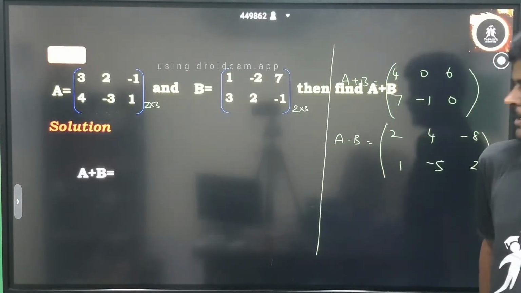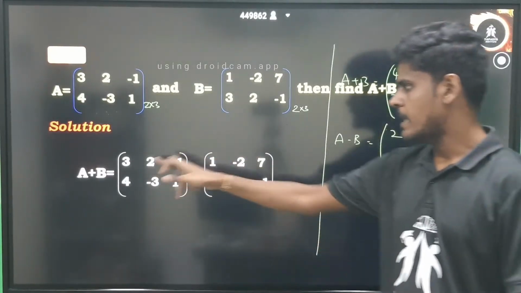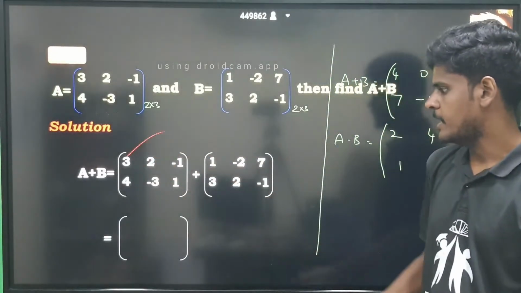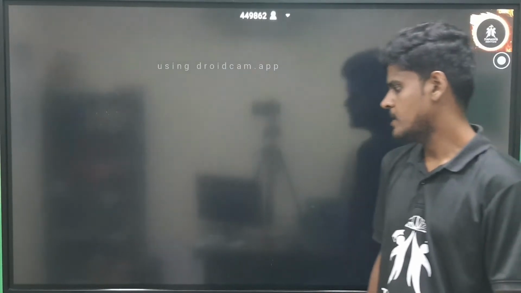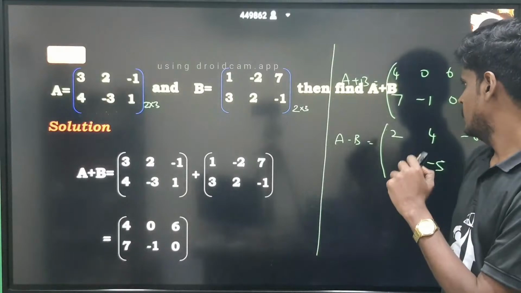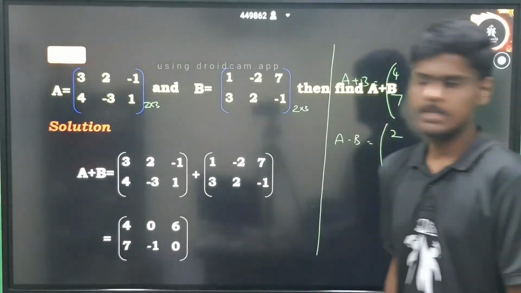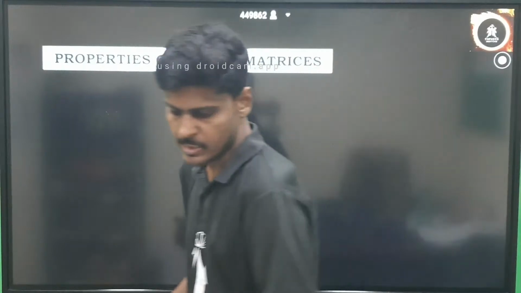Find A plus B. A plus B is equal to, just add the corresponding elements. 3 plus 1, 4, 0, 6, minus 1, this one. We already know how to find this. We have already calculated this. Next one, properties of sum of matrices.